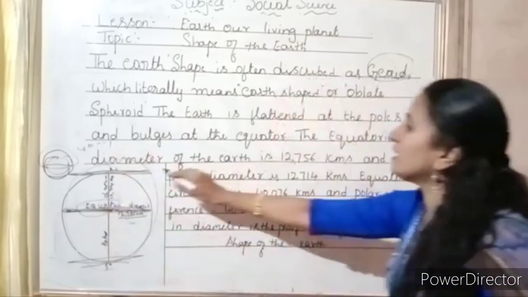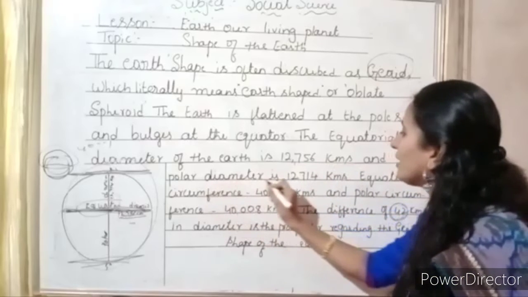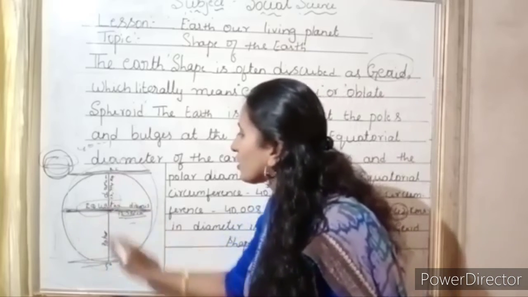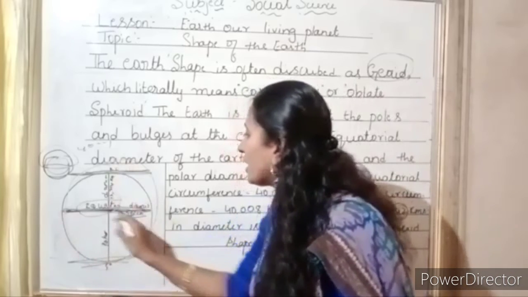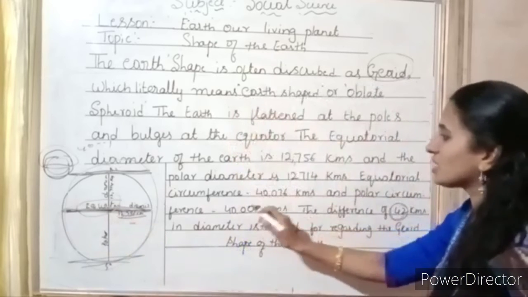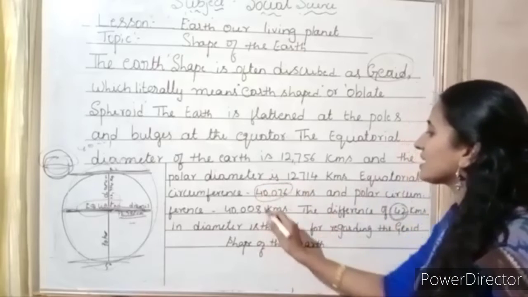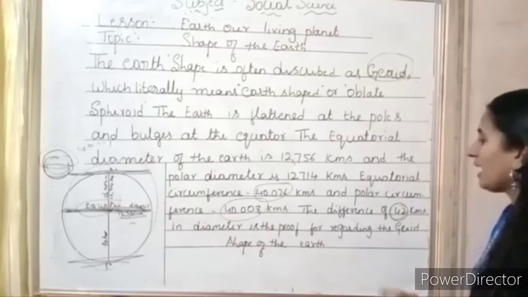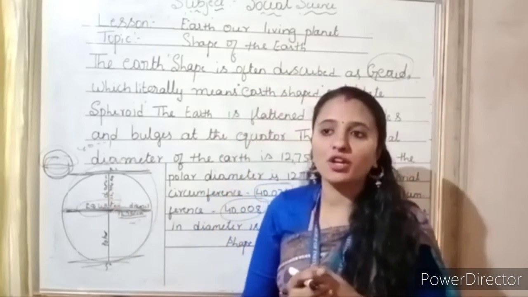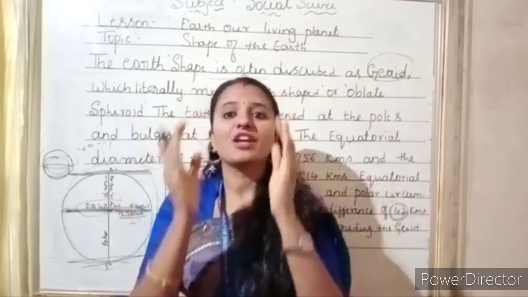So the equatorial diameter of the Earth is 12,756 kilometers and the polar diameter is 12,714 kilometers. The polar is 12,714 kilometers. The equatorial is 12,756 kilometers. Also, if you observe the circumference, 40,076 and 40,008, the difference is 42 kilometers. So that is the reason the Earth is considered a geoid shape.